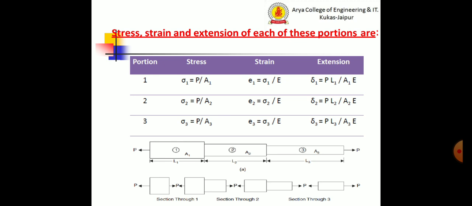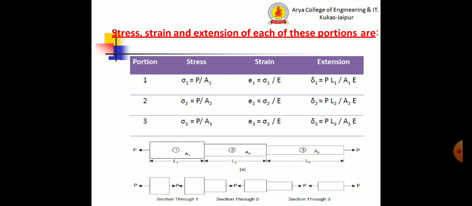For portion 2, sigma 2 equals P by A2, and for the third portion, stress will be equal to force upon area of the third part. For strain in section 1, it will be equal to sigma 1 by E, for portion 2 sigma 2 upon E, and for portion 3 this will be equal to sigma 3 by E.